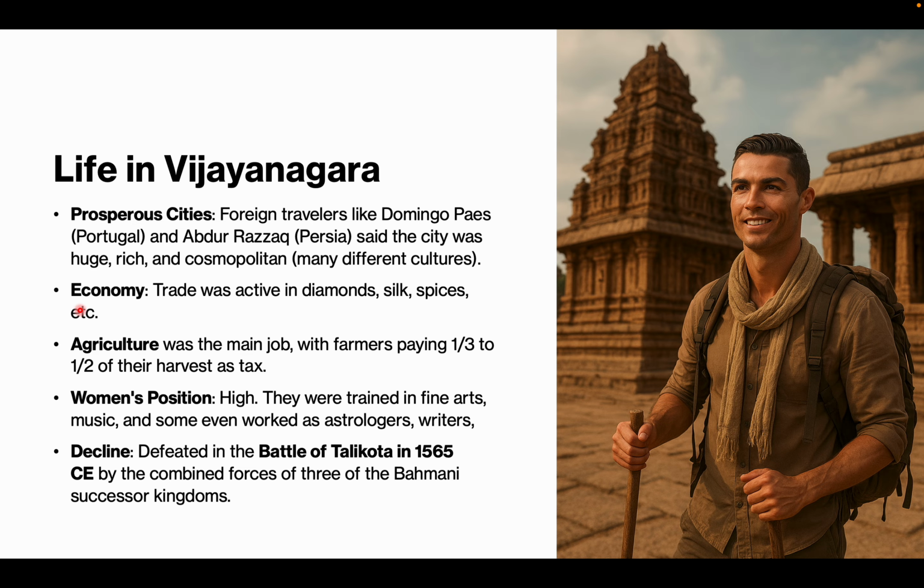If you go to Vijayanagara, there is a bazaar where they used to sell diamonds and gold in that street, and silk and spices were the main products sold. Agriculture was again the main source of livelihood and income, because farmers were supposed to pay one third to half of their harvest as tax. Now with 18% GST only, people are shouting.